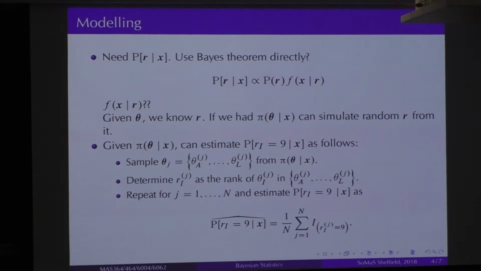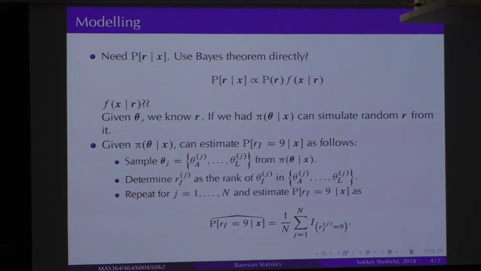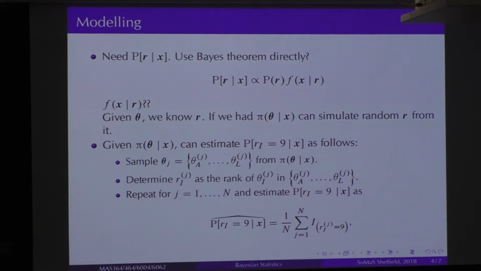We will build a model for the thetas. We'll have priors, and then we will do MCMC on those thetas, and then we will rank each one of the MCMC draws and use those rankings to do inference on the rankings. Okay?